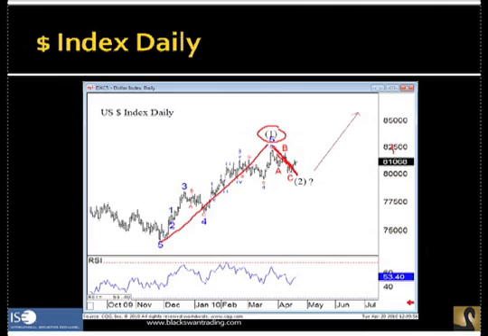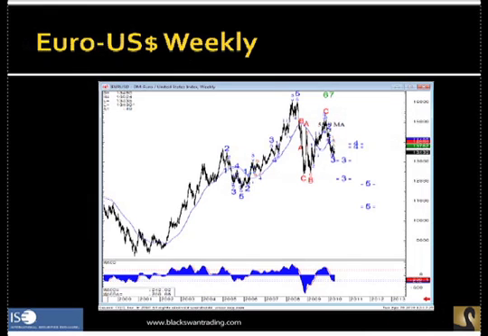This is the euro on a weekly basis. This is again a wave chart on the euro. Euro made it to 160 here, all-time high against the U.S. dollar. Credit crunch crush all the way down to 123.